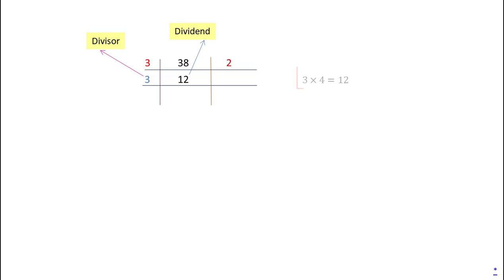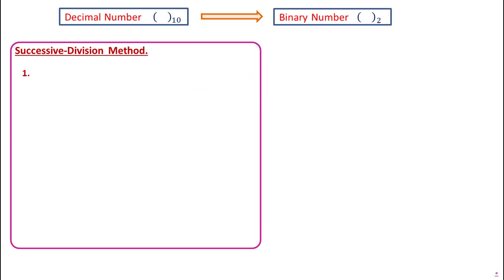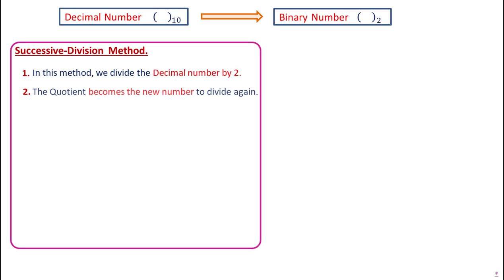Now 3 multiplied by 4 equals 12. So here 4 is quotient which we write below the dividend 12. Now the difference of 12 and 12 is 0, which is a remainder. Now we will discuss successive division method. First, in this method we divide the decimal number by 2 because the base of the binary number system is 2. Second, the quotient becomes a new number to divide again.